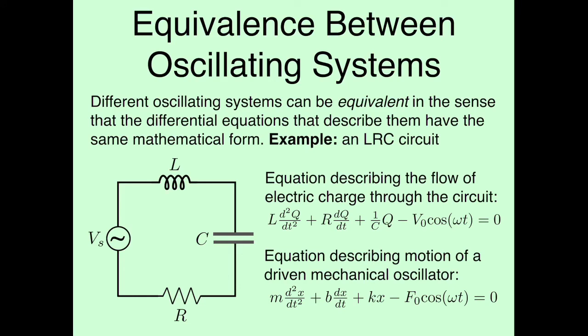So in other words, if I know how to solve this equation, which is describing a block moving back and forth, then I know how to solve this equation, which is describing something totally different, electric charges moving around in a circuit. And that's kind of the amazing thing about equivalence between oscillating systems, is two systems that look very, very different are on some level the same thing, at least mathematically. And you can take everything you know about the solution to one of those and apply it to the other.